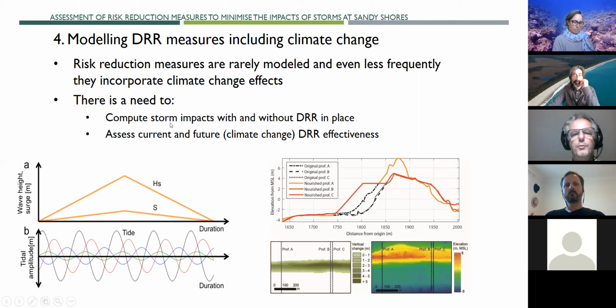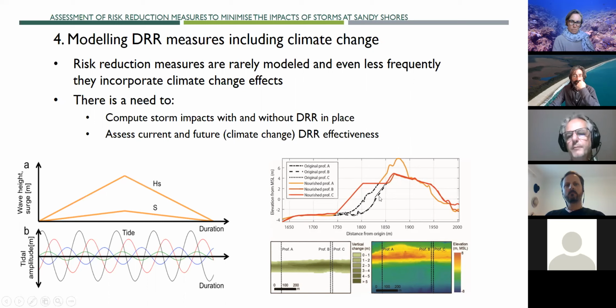So there is the need to compute storm impacts with and without disaster risk reduction in place, and then to assess current and future disaster risk reduction measures' effectiveness. Here, what I have is a very simple representation of a hypothetical triangular shape for a storm and for the associated storm surge, and then several variations of tide that we can include in order to model a given storm.